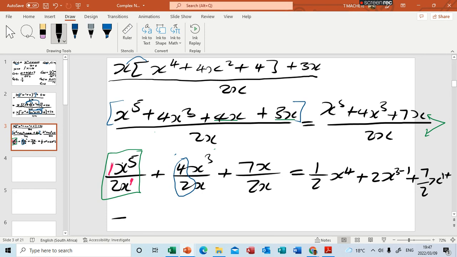So this is what you're going to get. This is our final answer. You're going to get 1 over 2x to the power 4 plus. The reason why I'm doing this, guys, you're going to see when we start doing differentiation, you're going to need this. This simplification is very important. I'm not just doing it for no reason. You're going to need this when we start doing differentiation and integration, which is on assignment. Integration is on assignment 4, and differentiation is on assignment 3.